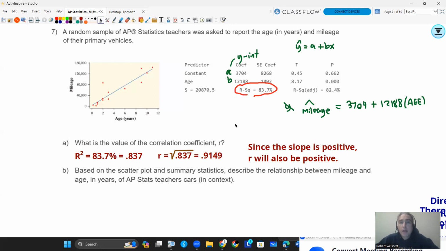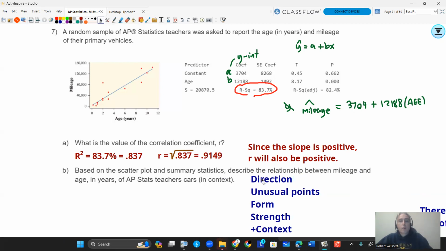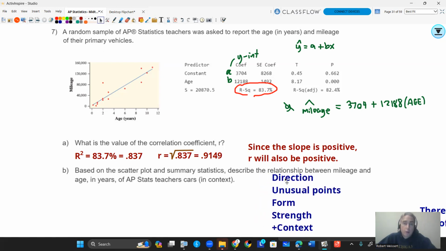Letter B: based on the scatter plot and summary statistics, describe the relationship between mileage and age in years of AP statistics teachers' vehicles in context. So on these problems, we want to talk about something called DUFS: direction, unusual points, form, and strength, always in context of the problem. Direction being, is it going positive or negative? Unusual points, are there any outliers? Form, linear or nonlinear. Strength, strong, weak, moderately weak, that kind of stuff. So I would see if you can write down a phrase that represents this information. If there are no outliers, don't mention them.